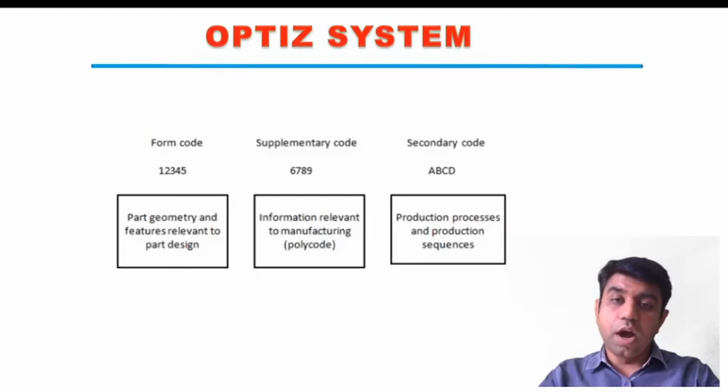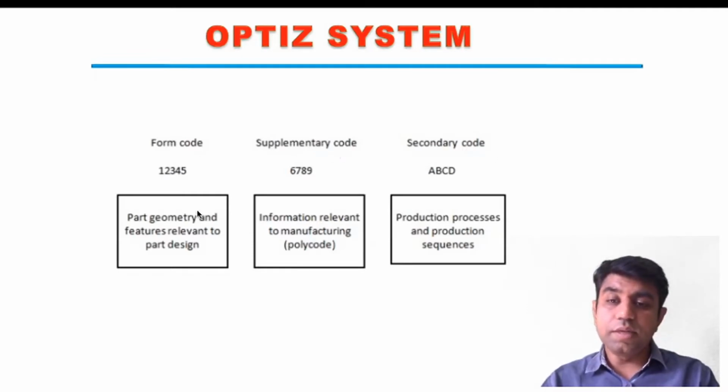So how to actually define the particular part family? For that we have specific techniques. One technique was the coding technique. In that we were discussing the hybrid code system. The OPTIZ system is one of the coding systems which is widely used in industrial practice, right? The OPTIZ code system will be in 3 segments. The first segment will have 5 digits, which is called the form code. It is followed by 4 digits, which is called the supplementary code, and lastly it is followed by 4 alphabetical characters, which is called the secondary code.